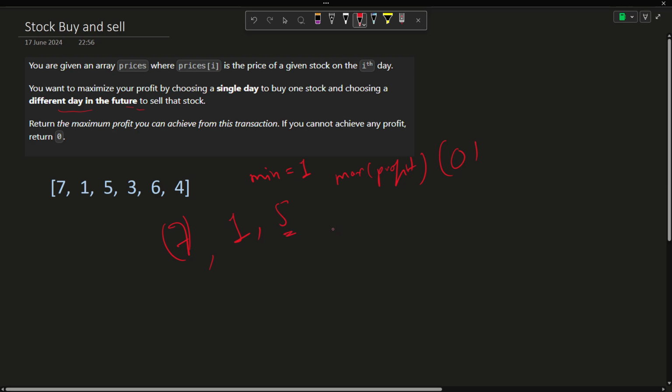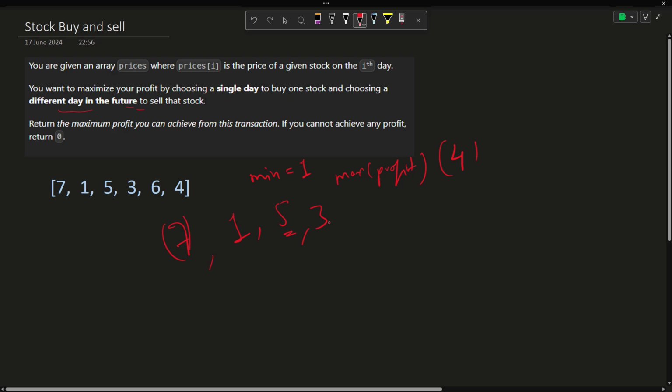Now let's process this 5. This is greater than the minimum value, right? So we can say yes, we can make some profit. What's the profit? Profit is 4. That is definitely greater than 0, so we'll update this. The max profit till now we can make is 4.